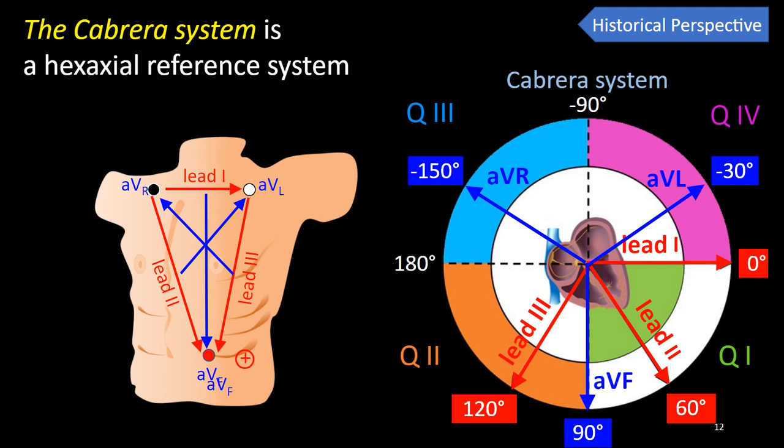By convention, we display all 6 frontal limb leads here on a hexaxial reference system called the Cabrera system. To ease reference, we number the 4 quadrants of the Cabrera circle from 1 to 4 in clockwise direction, starting with quadrant 1 from 0 to 90 degrees, quadrant 2 from 90 degrees to 180 degrees, and so on.